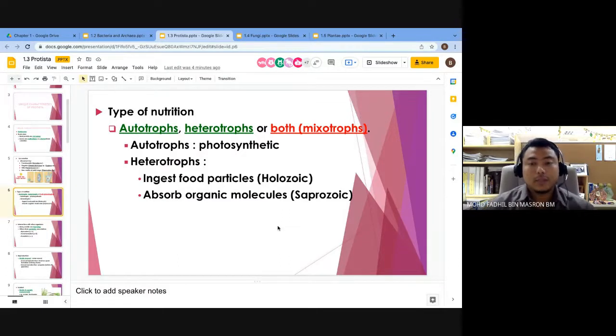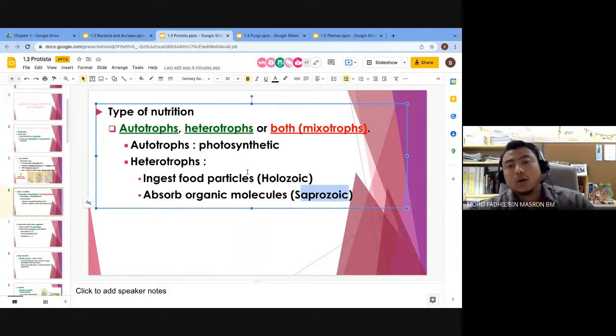Yang heterotroph ni pula terbahagi kepada dua, sama ada dia holozoik ataupun dia saprozoik. Holozoik ni maksudnya dia telan makanan tu sendiri. Maksudnya cara dia dapat makan tu dia telan, atau tak sebenarnya kunyah, maksudnya dia directly ingest. Kalau saprozoik ni dia tak ingest, dia hanya serap je, macam dia serap nutrien tu. Contohnya macam cendawan lah kan dalam kingdom fungi. Kalau dalam kingdom fungi tu dia hanya release digestive enzyme. Lepas tu enzyme tu akan digest the food. Food yang dah digest tu dia terus absorb saja. Itu adalah saprozoik.